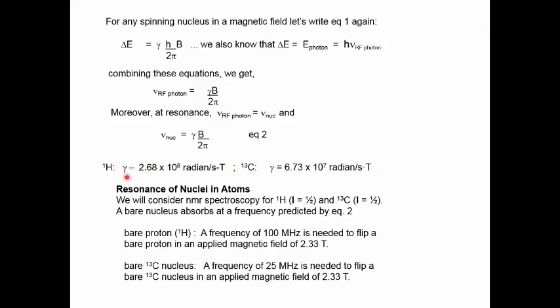For H1, the gamma value is equal to 2.68 times 10 to the 8th radians per second Tesla. Tesla is the unit that's used to measure magnetic field strength. For C13, gamma is 6.73 times 10 to the 7th radians per second Tesla.